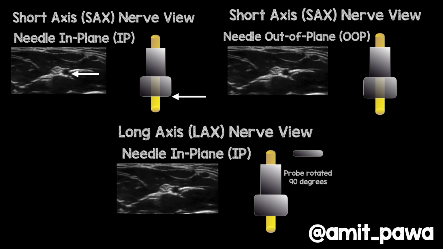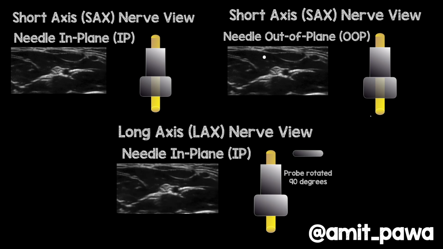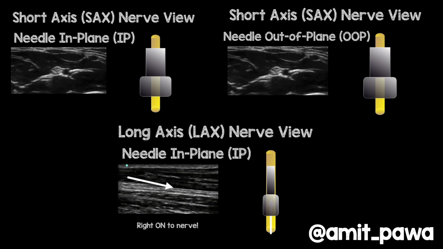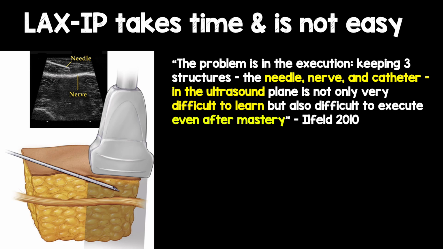And the third option is a long axis nerve view and needling in plane. You can start off with a cross-sectional view of a nerve, then rotate the probe through 90 degrees, so you're scanning it in long axis, and then you needle in plane, right onto the nerve. Sounds a bit tricky, right? Well, it is actually. When you're talking about long axis in plane, it takes time and it isn't easy.